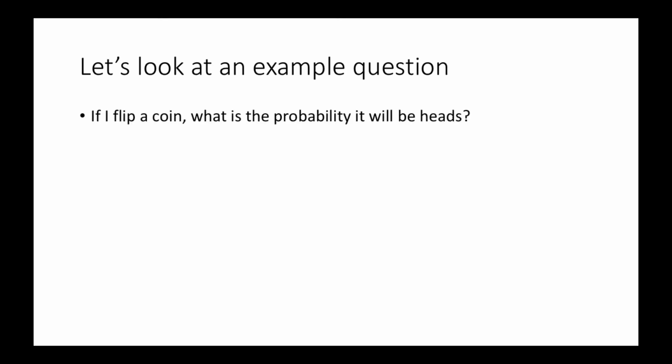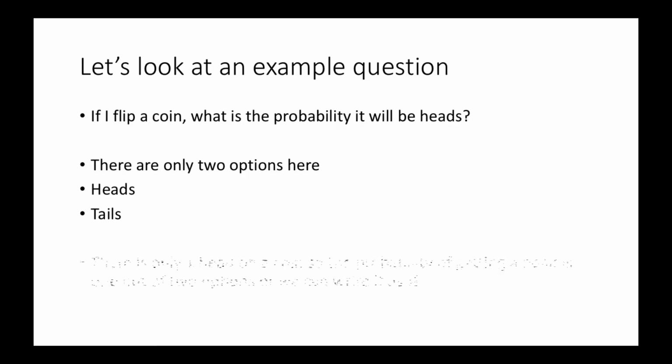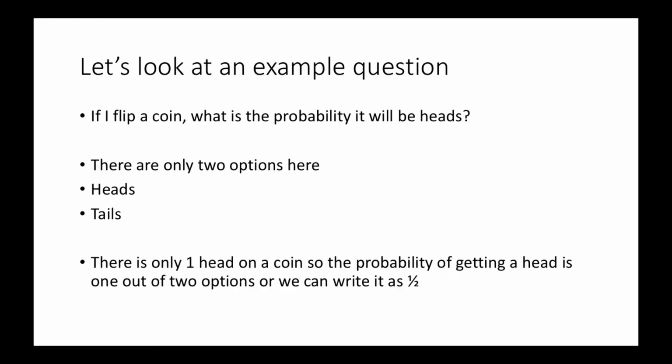If I flip a coin, what is the probability that it will be heads? Now there are only two options here, heads and tails. There is only one head on a coin, so the probability of getting a head is 1 out of 2 options, or we can write it as 1/2.